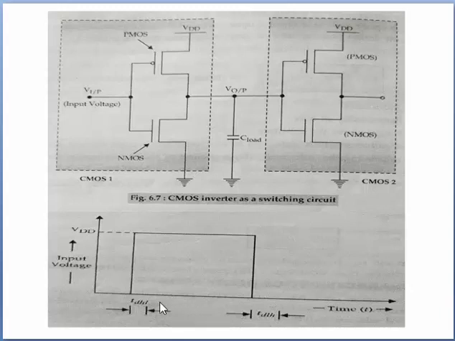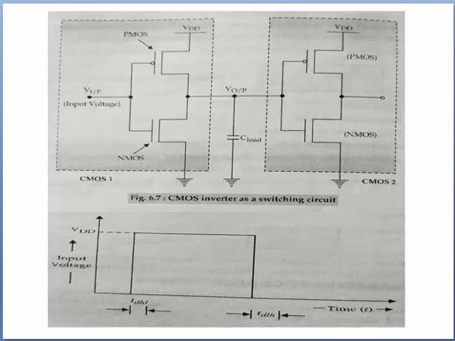Now first is the propagation delay high to low, that is TDHL, the delay when the output switches from high to low after the input switches from low to high. The delay is usually calculated at the 50% point of input and output switching. Second is TDLH, the propagation delay low to high, the delay when the output switches from low to high after the input switches from high to low.